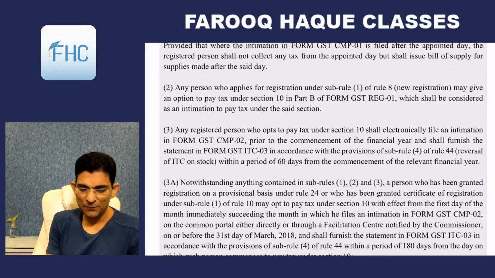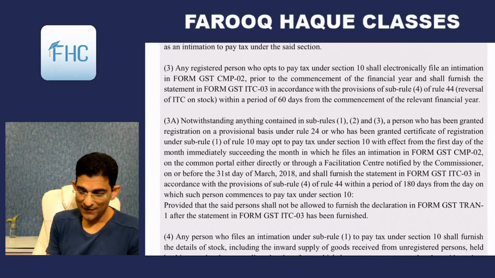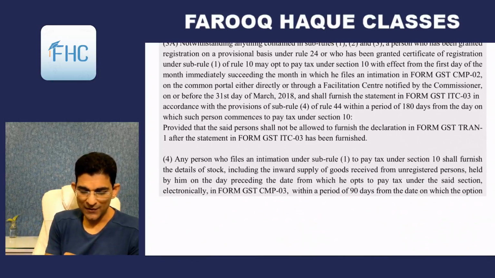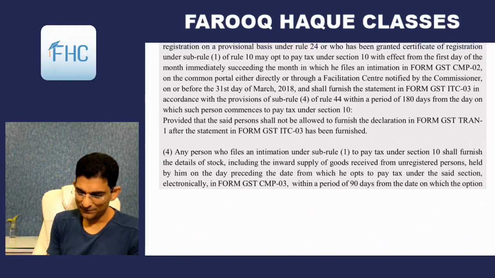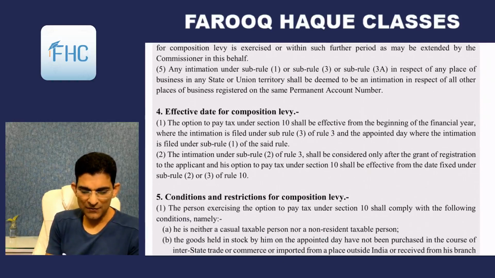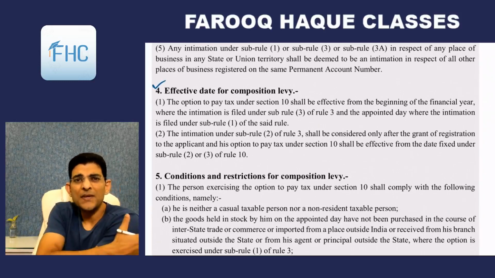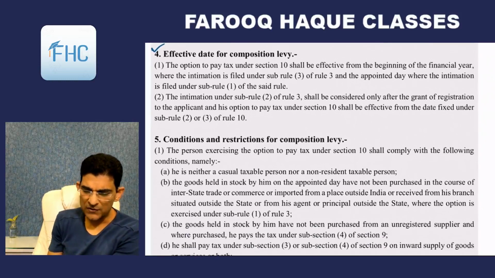Secondly, the person who applies for registration, it's a fresh registration, may also give the details and all these points, what details you have to give, which form you have to use. All these things are of no use, so you can just forget them. Then effective date of composition levy, rule 4 is there. So this is also of no use. Normally you just have to remember that it is effective from 1st of April of the financial year.